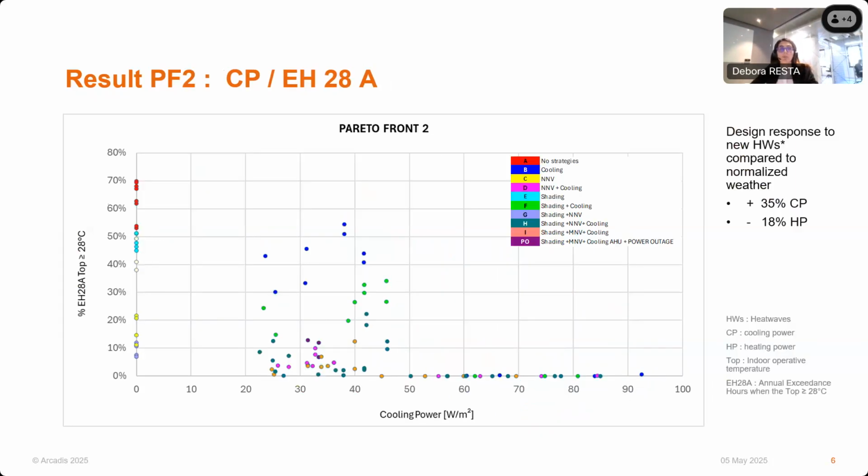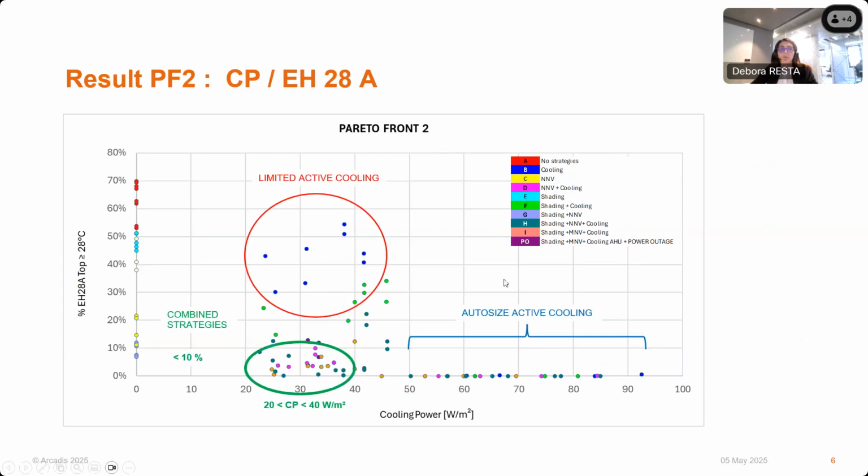This new graph compares cooling power and overheating. This data provides valuable insights. To achieve total comfort, a cooling power greater than 50 watts per square meter is needed. Relying on limited active cooling alone is insufficient, as shown by the red circle, while the green circle shows that to achieve an overheating below 10%, passive and active strategies must be combined.